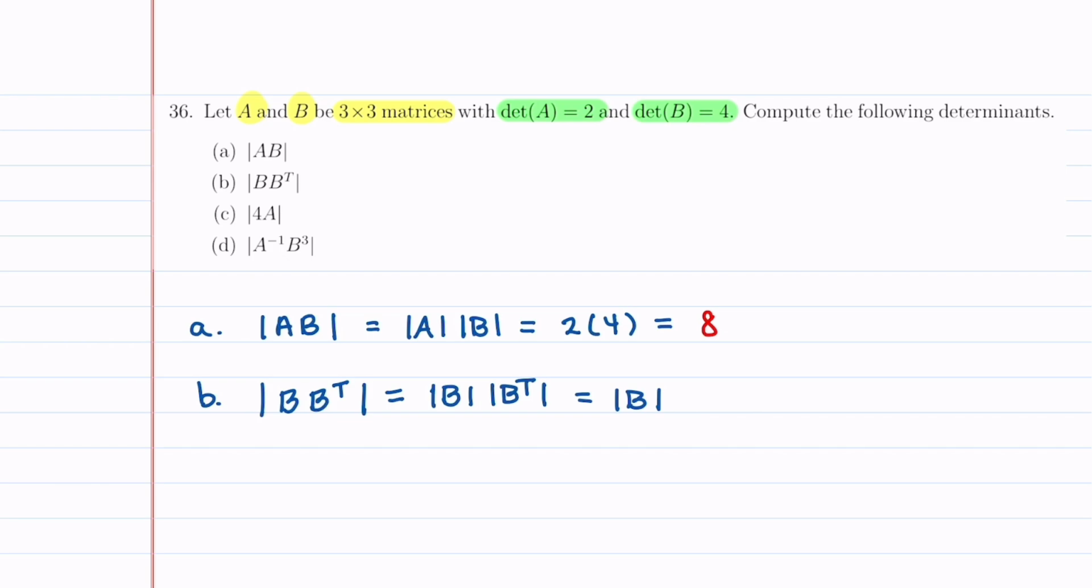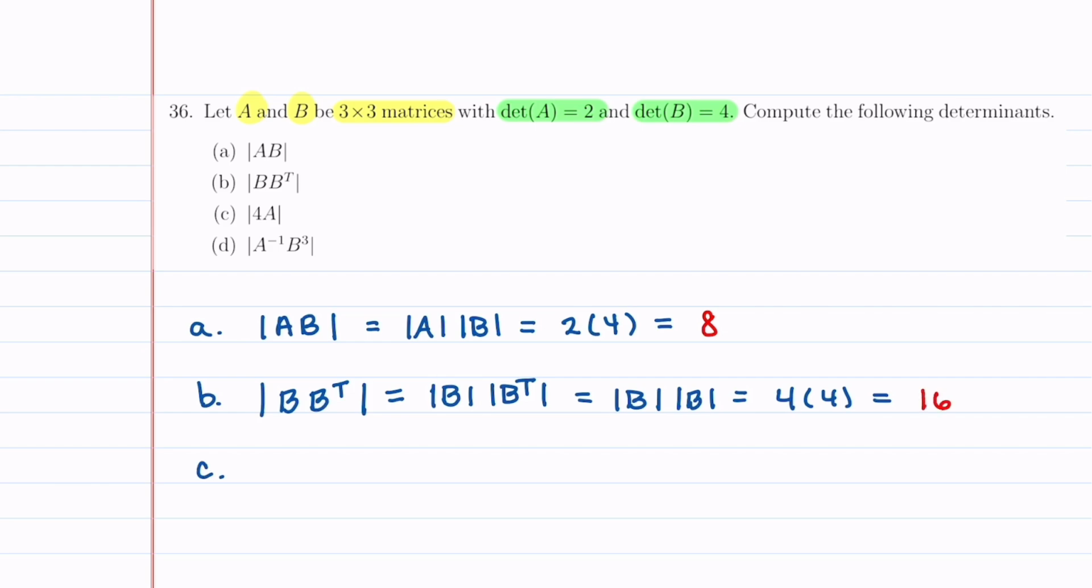And the determinant of B transpose is just the same as the determinant of B. So we write down another determinant of B. So this is going to equal, if we look up above, the determinant of B is 4. So we have 4 times 4, which gives us an answer of 16.